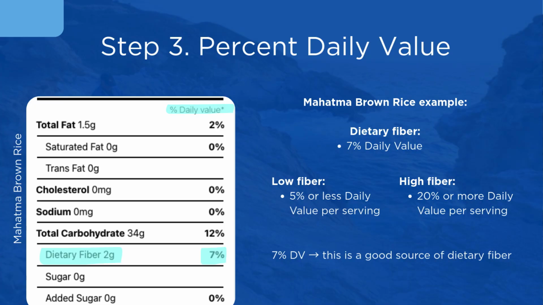On step 3, you want to be checking the percent daily value. Your brown rice here has a 7% daily value. We know that for a low fiber product, you'll see 5% or less of the daily value per serving. And if it's a high fiber product, you'll see 20% or more of the daily value per serving. So in this case, we see 7%, which means we have a good source of dietary fiber in this product.